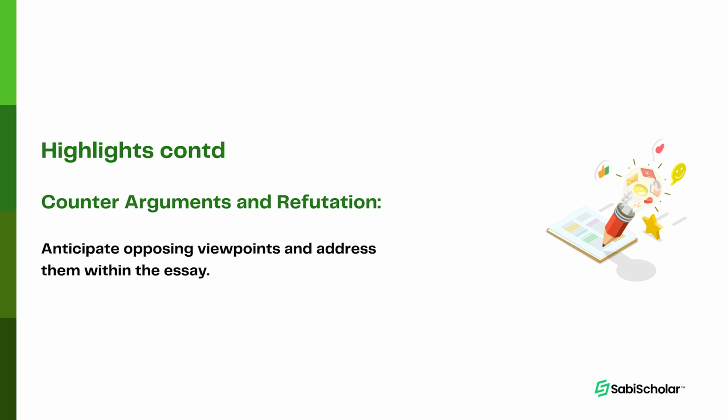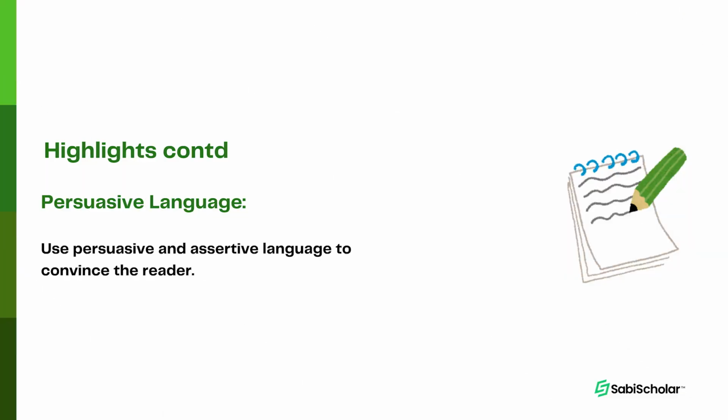So when you're writing your argumentative essay, you must learn to consider your opponent's point of view. Be able to present points from your opponent's point of view and talk about why your own point of view is better. So you also should know to use persuasive language. That's another highlight. Use persuasive and assertive language to convince the reader. Employ rhetorical devices such as ethos, credibility, pathos, which is emotional appeal, and logos, which is logical appeal. You must make sure your argument is credible, it is emotionally and logically appealing.